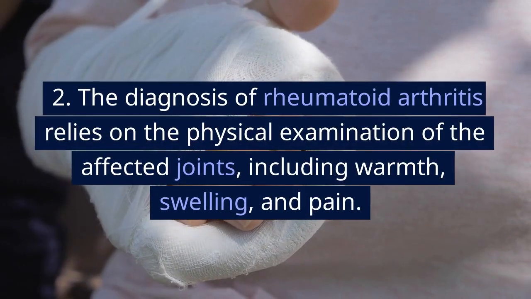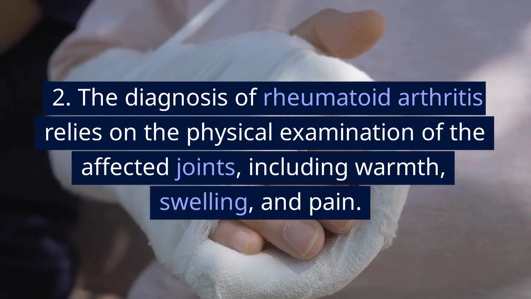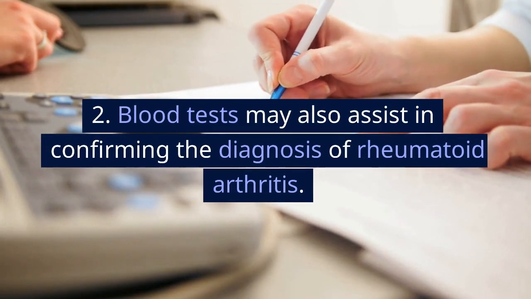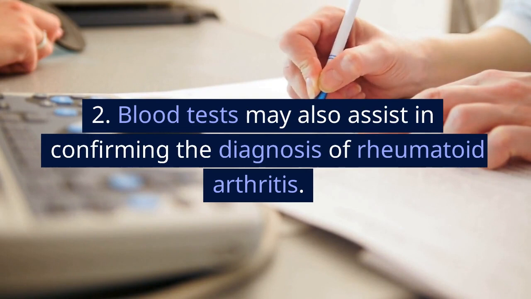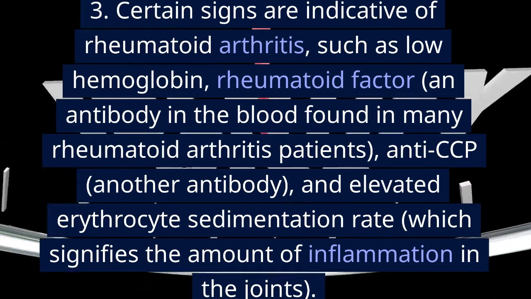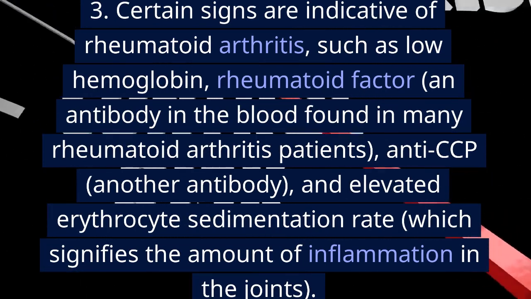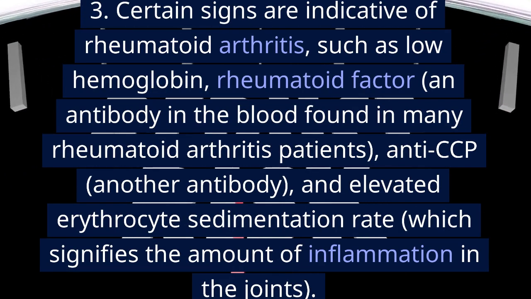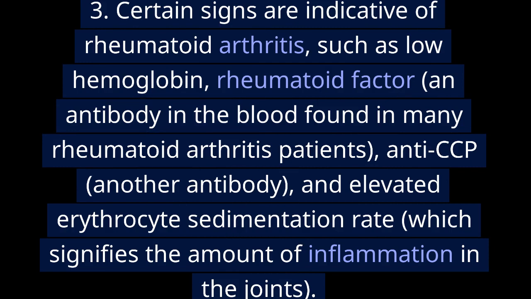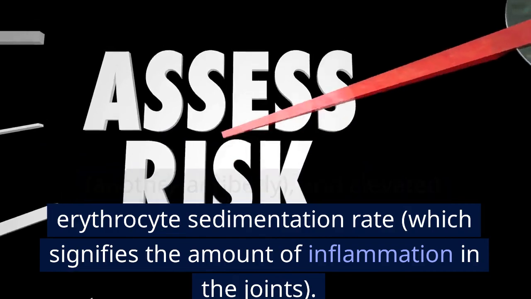The diagnosis of rheumatoid arthritis relies on the physical examination of the affected joints, including warmth, swelling, and pain. Blood tests may also assist in confirming the diagnosis. Certain signs are indicative of rheumatoid arthritis, such as low hemoglobin, rheumatoid factor, an antibody in the blood found in many rheumatoid arthritis patients, anti-CCP, another antibody, and an elevated erythrocyte sedimentation rate, which signifies the amount of inflammation in the joints.